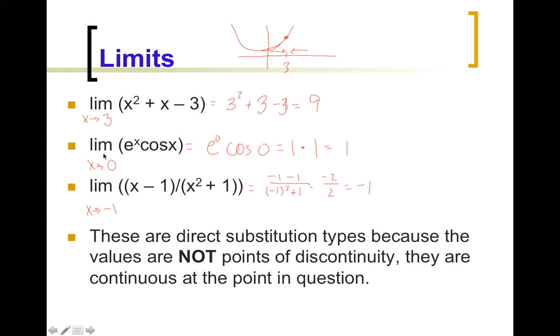We call these three questions direct substitution types, because they're not points of discontinuity, which means the function is continuous at these points, and I can just plug it in. Now, that's not always the case. Sometimes functions are not as nice as this, and what we're going to look at are problematic points. There are some properties of limits on page 817 of your textbook in the green box, and these are going to come in handy in just a couple of moments.